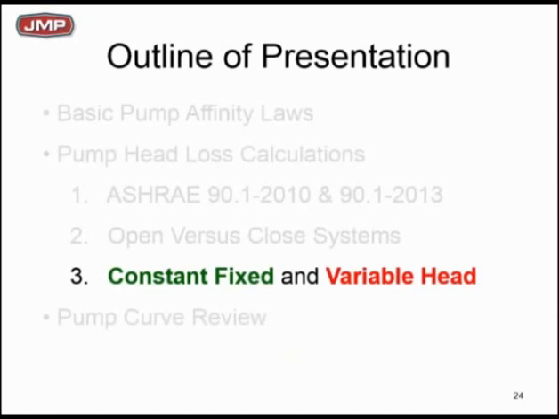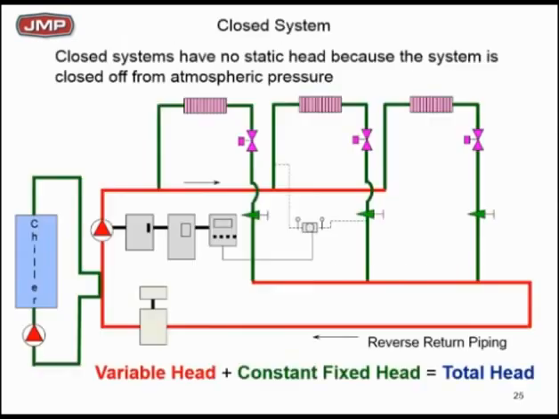So let's look at pump head loss calculations a little bit. Get in your mind something called constant, fixed, and variable head. Wow, some new terms for you maybe. Let's take a look at a typical little closed system. It doesn't matter whether it's heating or cooling. I just want to look at the two-way pump varying the flow through the two-way valves. I'm not worried about the chiller pump right now, just the pump circulating through that reverse return set of piping.